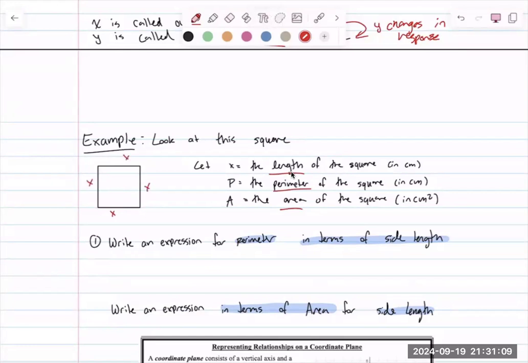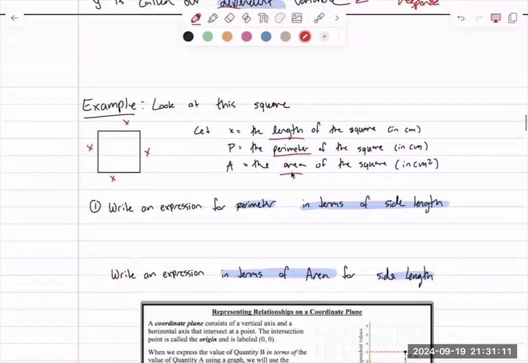Our first question asks, write an expression for perimeter in terms of side length. So I know that in terms of side length means that x is going to be my independent variable, right? And perimeter is going to be my dependent variable. So I need to say, what does perimeter equal in terms of x? Well, that's just 4x.